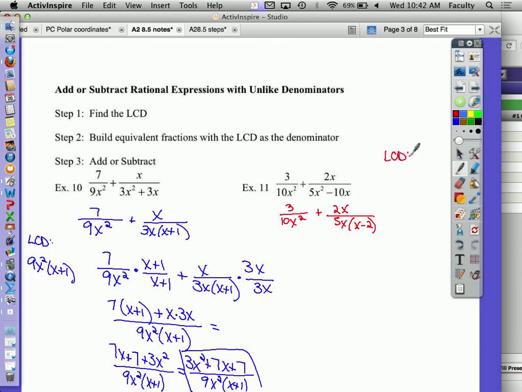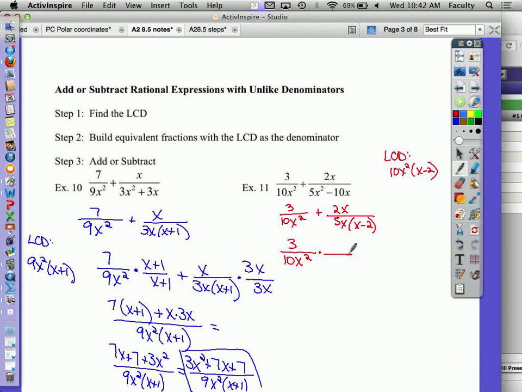Alright, so Hannah, what's the LCD on this one? It's going to be 10x squared, and then in parentheses x minus 2. Good. 10x squared times an x minus 2. Now we need to multiply by 1 that's going to build the common denominator. So Megan, with my first one, what do I need to multiply 10x squared by that completes the LCD?